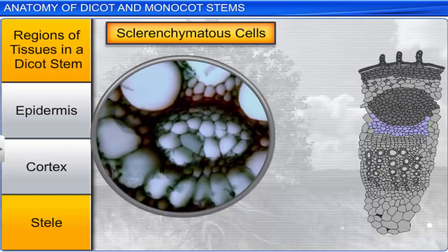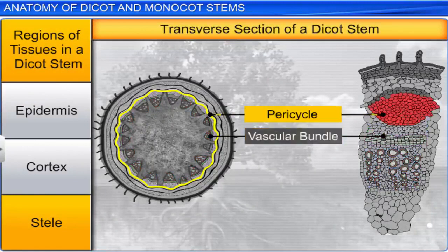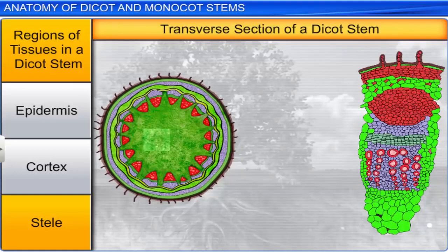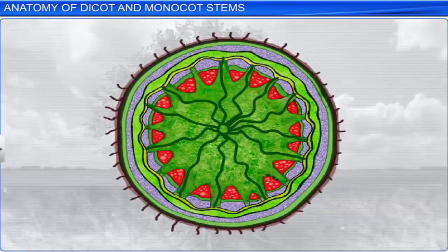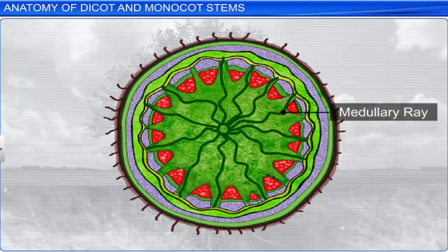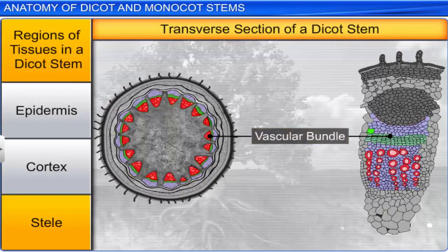The vascular bundles are located in a ring on the inside of the pericycle. This ring arrangement is a distinctive feature of the dicot stem. There are layers of radially arranged parenchymatous cells in between the vascular bundles, which constitute the medullary ray. Each vascular bundle in a dicot stem is conjoint, open, and consists of endarch protoxylem.